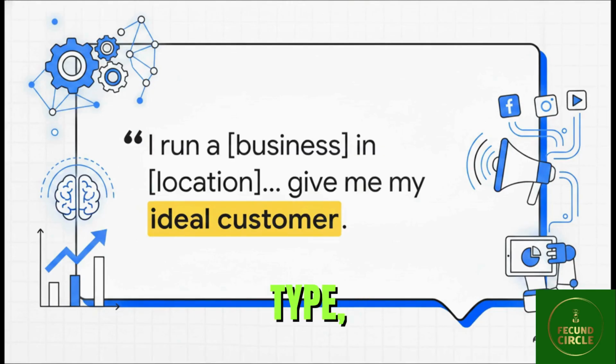You literally just type, I run a [insert your business type], serving [your target customer] in [your location]. Then you ask the AI to give you your ideal customer in one single sentence, along with the one message that will make them stop scrolling. Boom, no more guessing. The AI just sharpens your focus instantly.